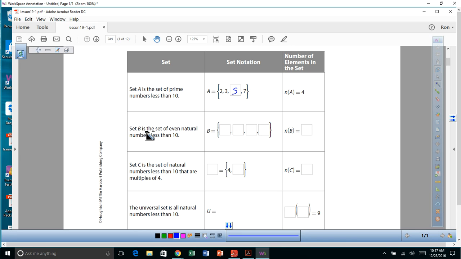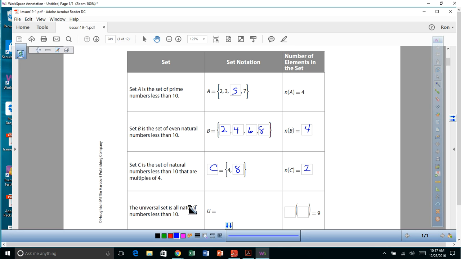All right. Set B is a set of even natural numbers less than 10: 2, 4, 6, and 8. And there's 1, 2, 3, there's 4 of them as well. So the number of elements in set B is 4. Set C is a set of natural numbers less than 10 that are multiples of 4. So set C is going to be 4 and 8, and the number in set C is 2. There are 2 of them.